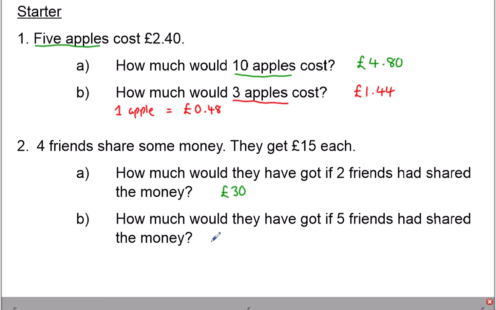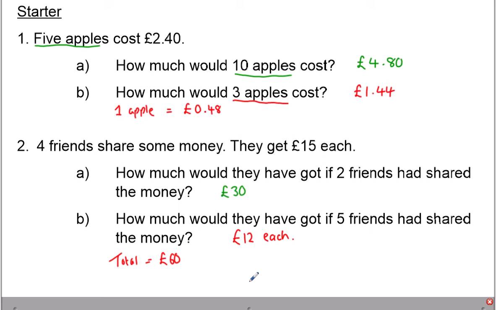For part B though, I think you are going to need to know how much money there was. So if 4 friends got £15 each, the total amount of money is £60. And then dividing that by 5, you get £12 each if 5 of them share the money.